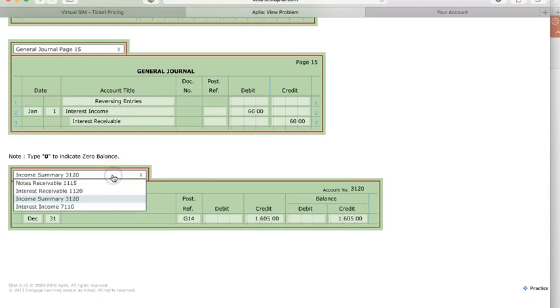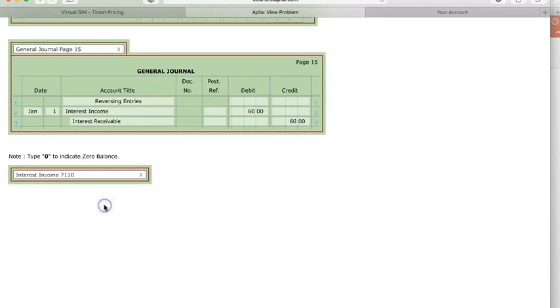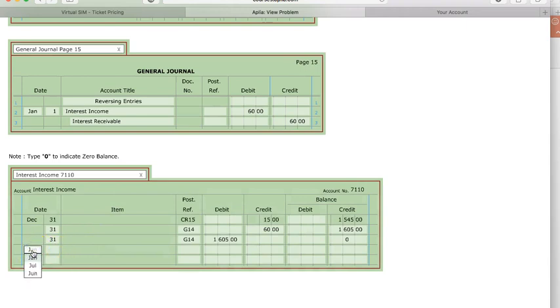So let's go and let's post these now. Interest income. This is now January 1st. This is coming from the General Journal, page 15. And it's a $60 debit. So we're going to have $60 here. And this is basically going to take out the $60 that we would show when they paid off the note. It would take that out and show that this was paid the previous year.